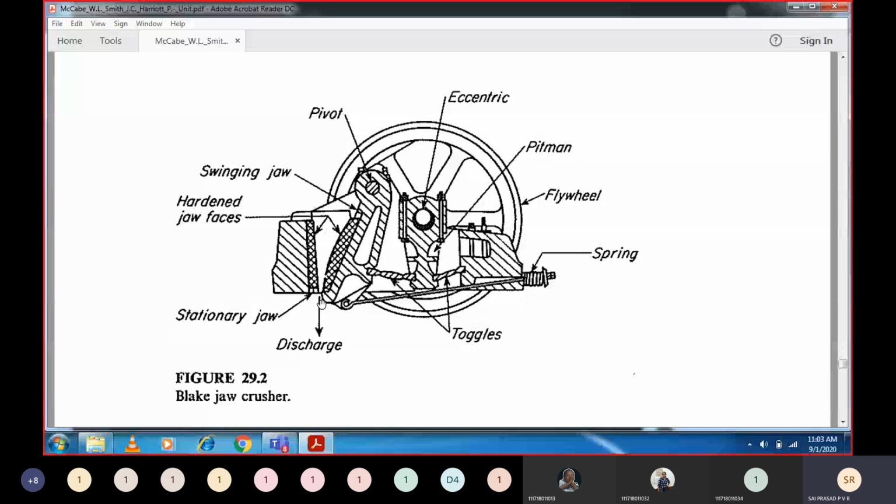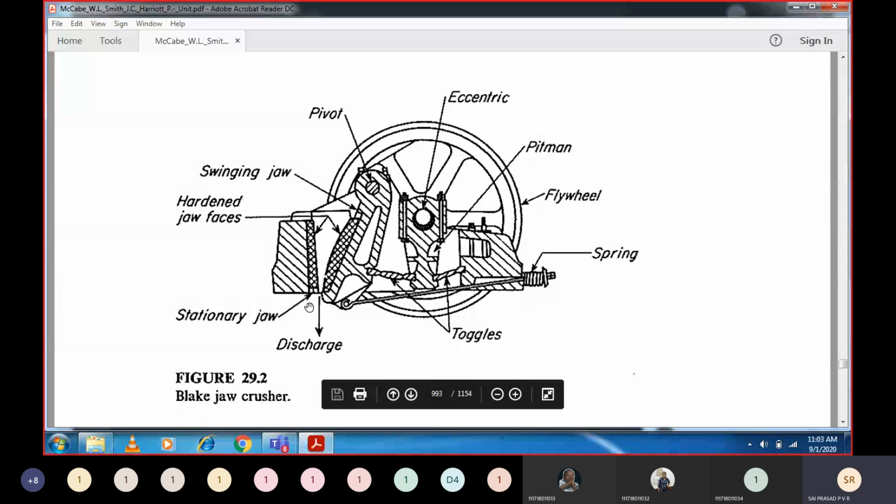When the crushing area is decreasing, what happens? The particle will have another chance to take the blows of the hardened faces and then break into smaller sizes. Unless and until its size is less than this opening, it will be staying inside the system, takes the blows, and then when the size becomes less, only then it comes from the bottom. So this is the first example of a Blake type of jaw crusher.